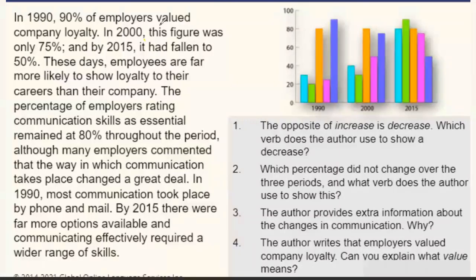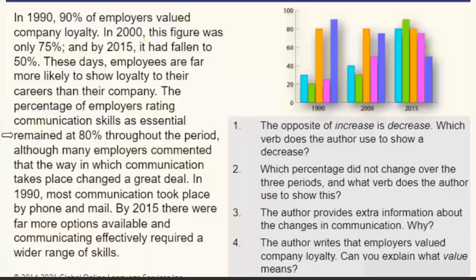All right. The next one: which percentage did not change over the 3 periods? And what verb does the author use to show this? The percentage is 80%. And the verb is remain. Yes, exactly. Great job.